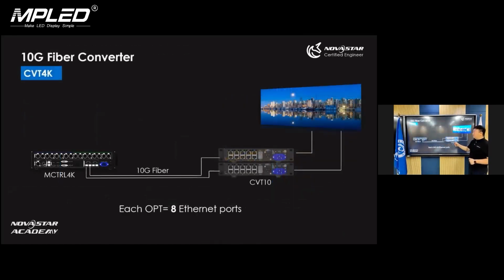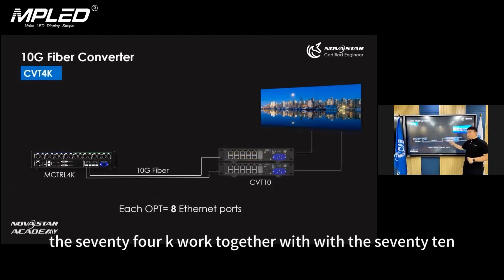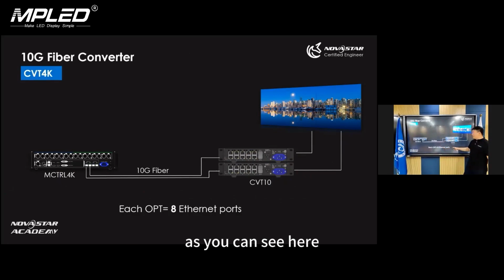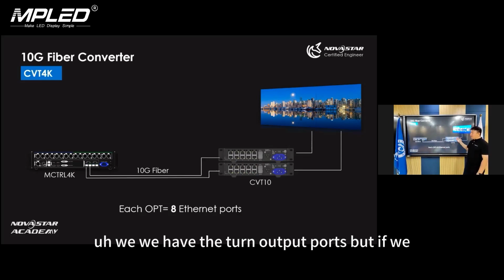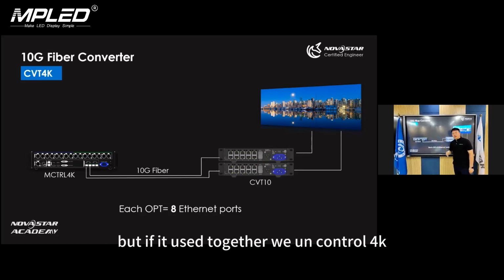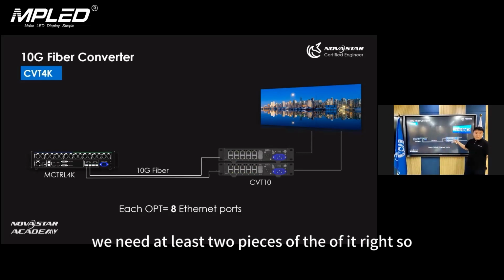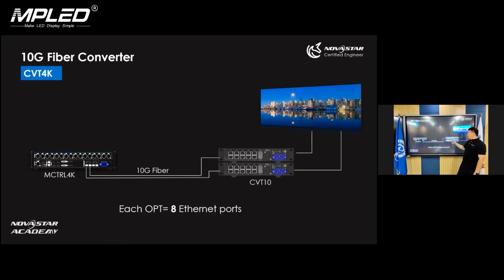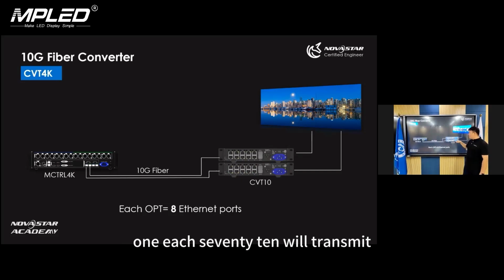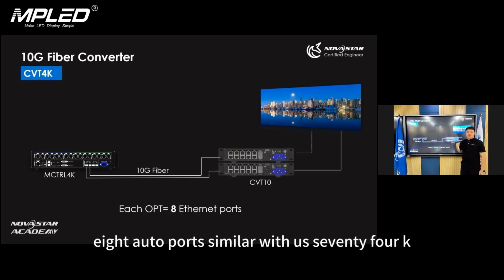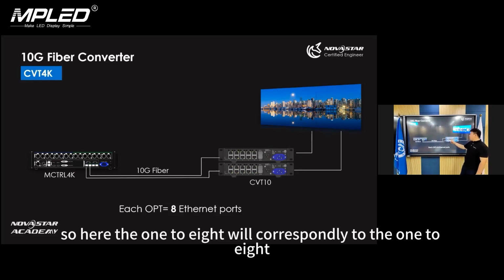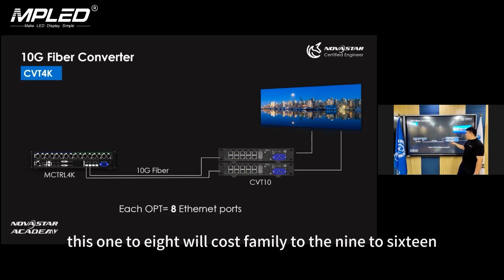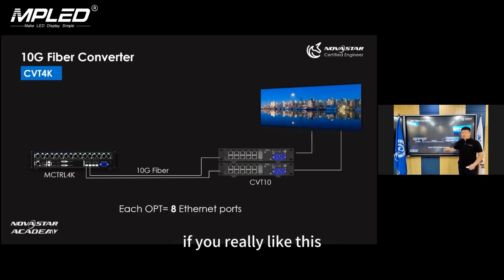And here is the CVT4K working together with the CVT10. As you can see here, even though the CVT4K has 10 output ports, if it is used together with AMP control 4K, we need at least 2 pieces of it, right? So at that time, each CVT10 will transmit 8 output ports, similar to the CVT4K. So here, the 1 to 8 will correspond to the 1 to 8. This 1 to 8 will correspond to the 9 to 16. It will be like this.